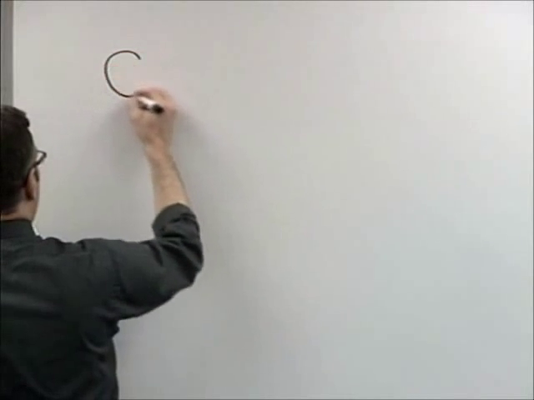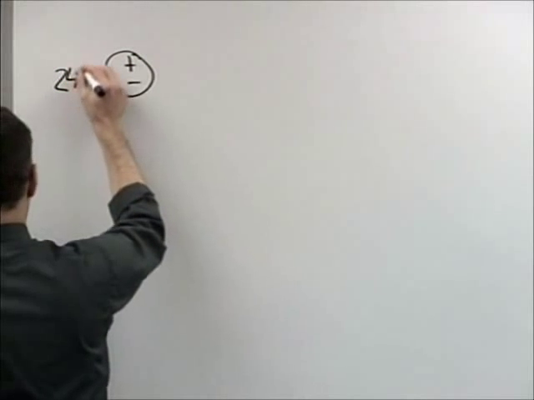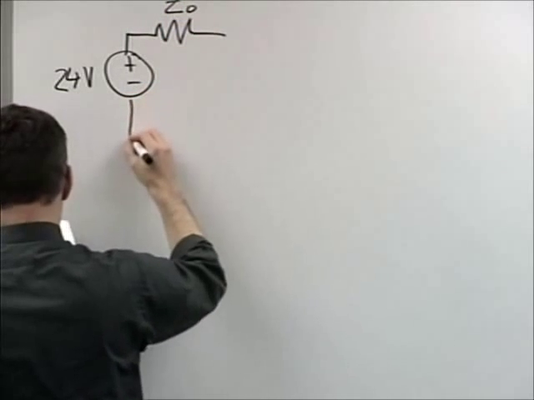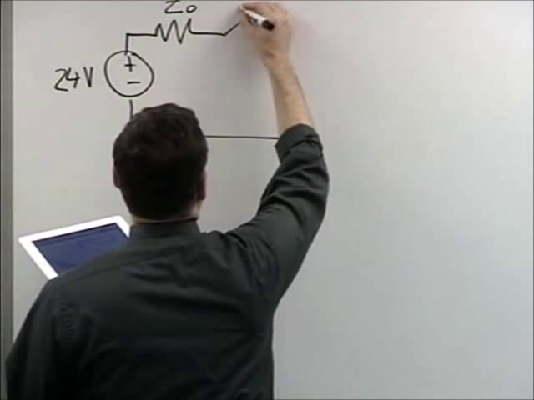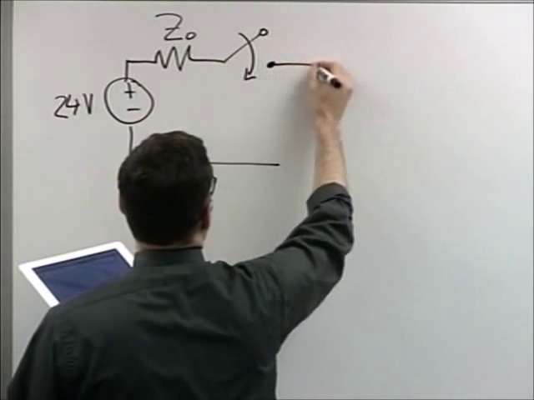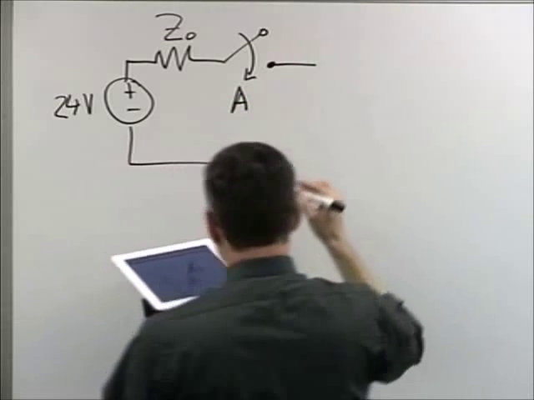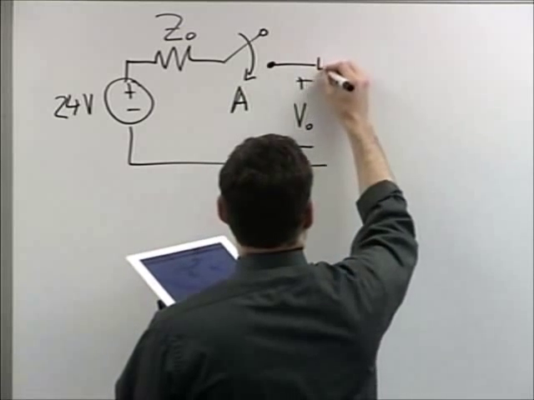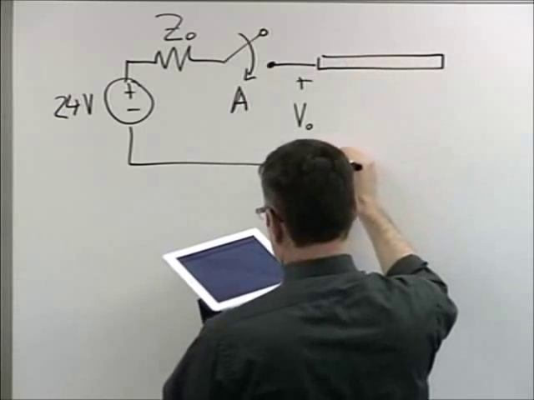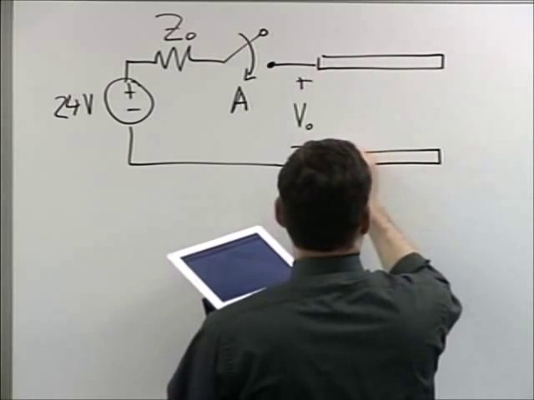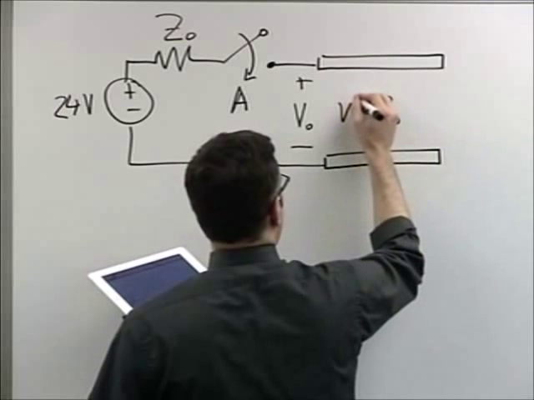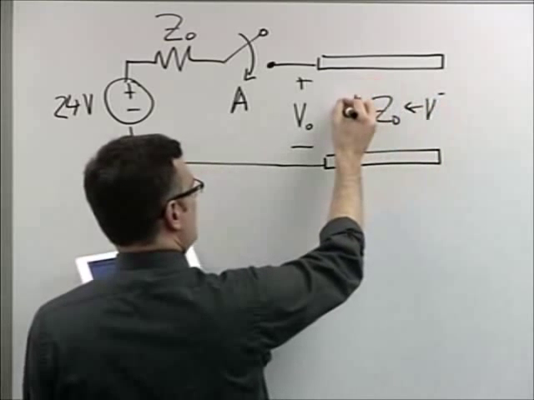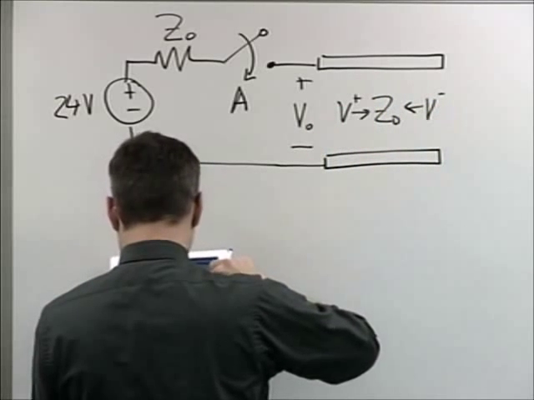So let's see, we have a 24-volt source, a Z-naught impedance on that source, and switch A, which starts out open. There's a voltage V-naught that we're interested in at the front of the line. That's the total load voltage there for the beginning of the line. Let's see, we're going to have a Z-naught transmission line. There's going to be a forward propagating wave and a backwards propagating wave. And the forward one will be measured, I don't know if it says it explicitly in the problem.